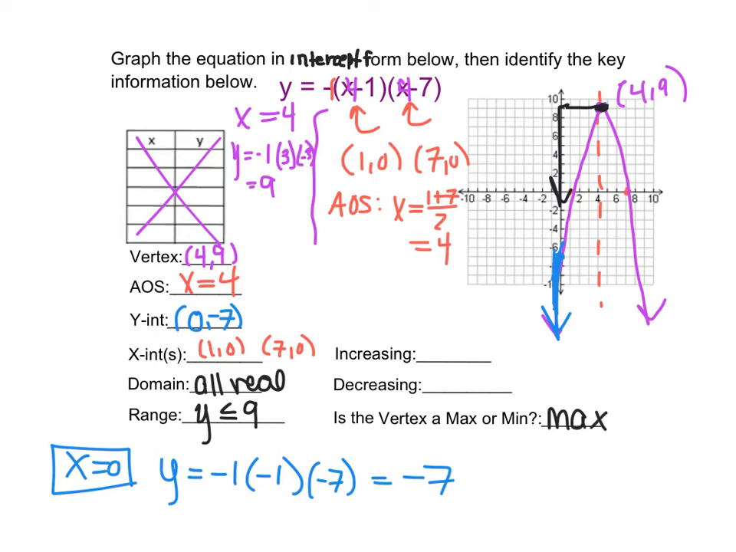And then the last thing here is to find my increasing and decreasing. We read this left to right, just like we read a book. So I can see I'm increasing here, to the left of x equals 4, which means I'm increasing when x is less than 4. And then I'm decreasing, I'm going down as I am to the right of x equals 4, which would then be x is greater than 4.